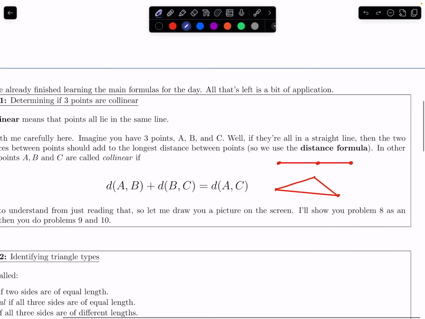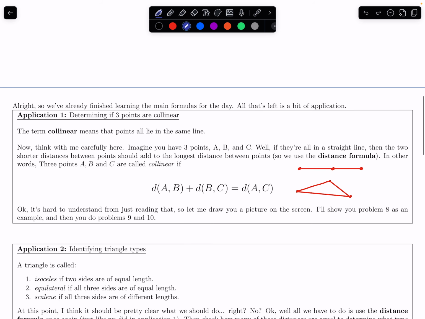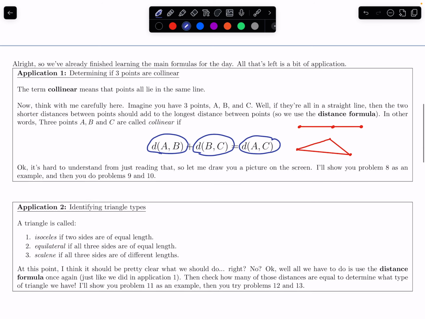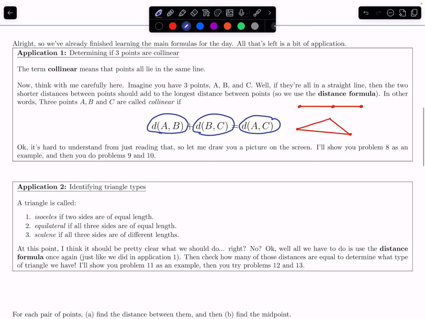So, how does the application work? Well, if you want to know if 3 points are collinear, then if I take the 2 shorter distances, they should equal the distance of the third one, the largest one. That's it.